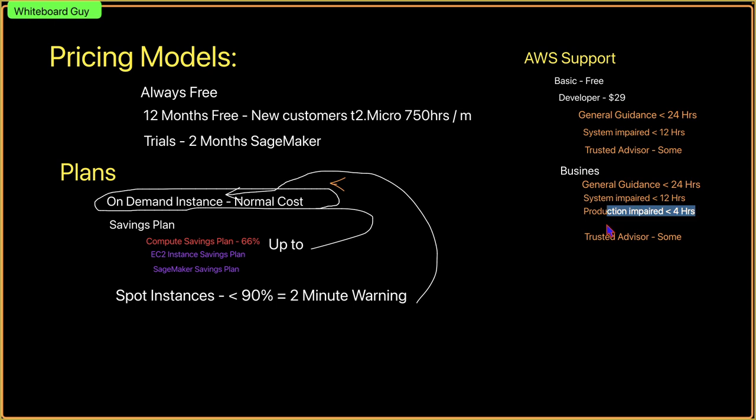Then there is also, for instance, where they could say, you know what, there is production impairment, but then there is also production system down. So if my production environment is down, AWS has this commitment with business customers that says under 1 hour, one of our support engineers will be on the case with you trying to resolve this issue for you. So that is on business.